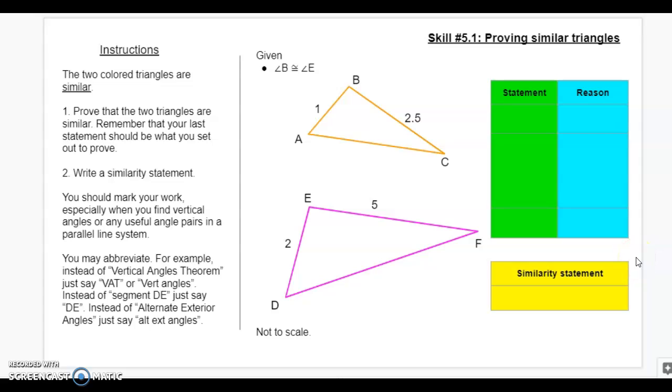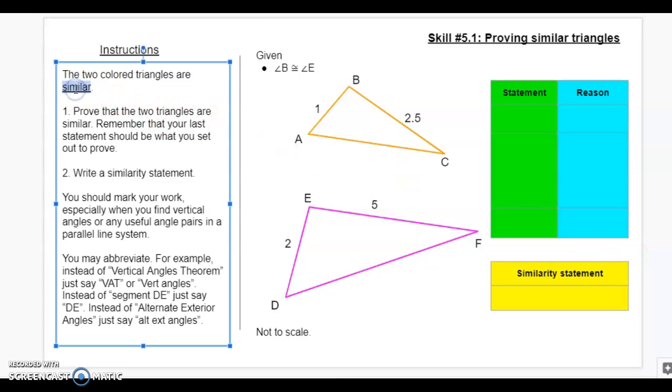Let's prove that these two triangles are similar. Similar means same shape, not necessarily same size. These two triangles are clearly not the same size. According to the instructions, they are similar, but our job is to prove that they are similar.